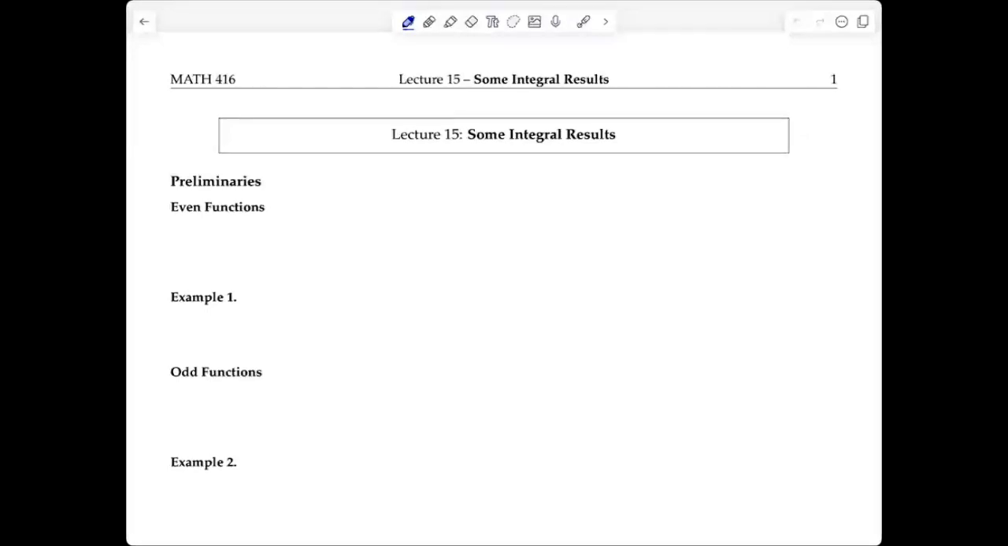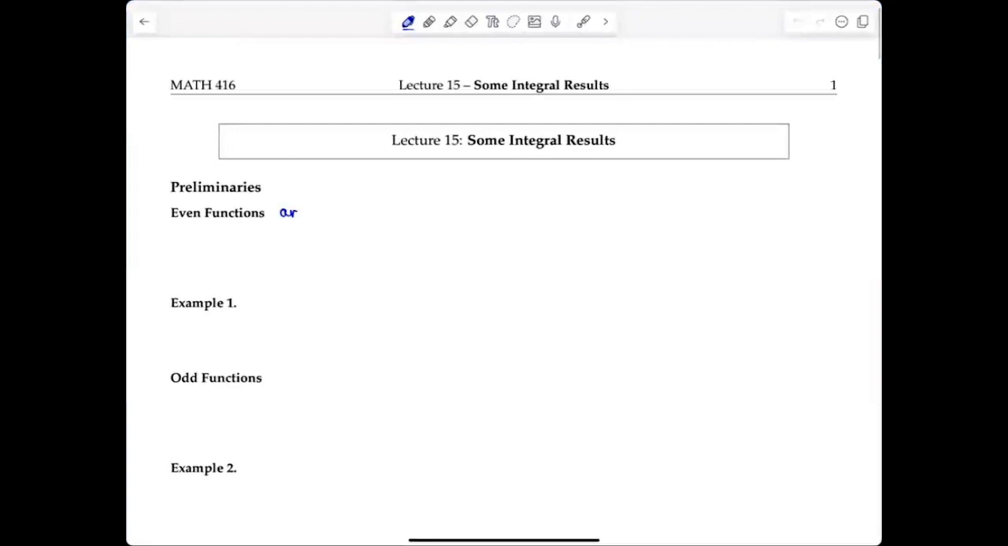Before we get to the integral results, I want to give you some definitions about the even function, the odd function, and the periodic function. These definitions relate back to the sine function and cosine function. Even functions are functions of the form f of negative x equal to positive f of x. And graphically, an even function is symmetrical with respect to the y-axis.